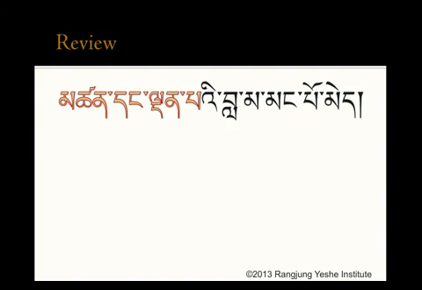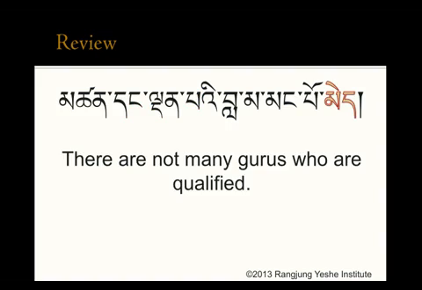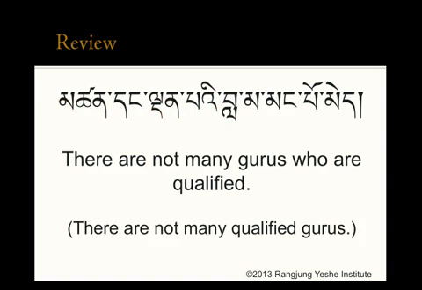This means qualified. Literally, the construction something dang denpa means having something. So this literally means having characteristics, or having good characteristics. We can just understand for right now, sen dang denpa means qualified. So understanding this all together, we can translate this whole sentence as, there are not many gurus who are qualified, or there are not many qualified gurus.